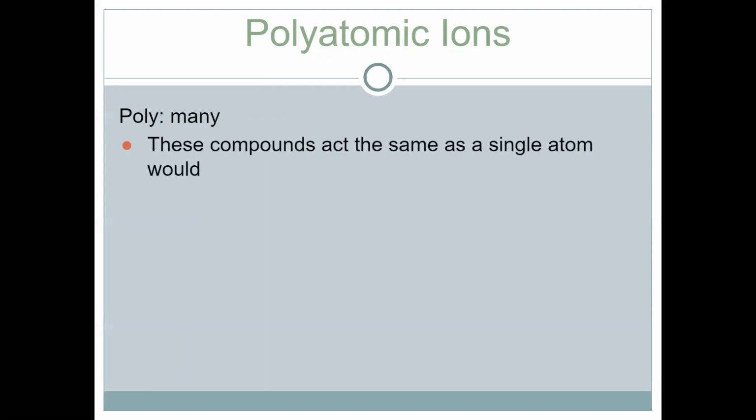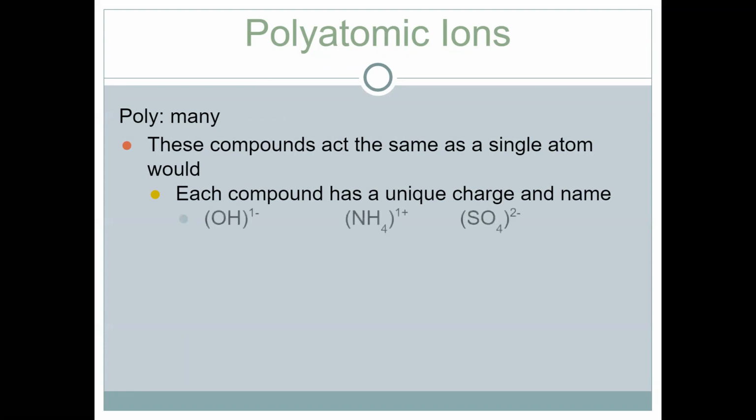These compounds are going to act the same way as a singular atom does when you're making ionic compounds. Each one of those polyatomic ions is going to have a unique charge and name associated with it. Once again, I'm giving you a list so that you don't have to memorize them. So here's a few of them that you're going to see a lot. This one is called hydroxide, and it has a -1 charge. This one is called ammonium and has a +1 charge. And this one is called sulfate and has a -2 charge. Okay?